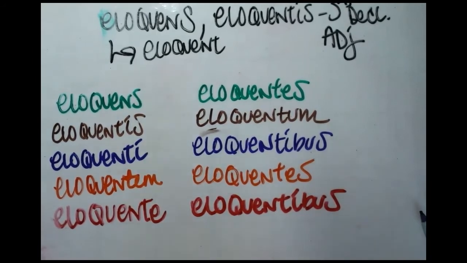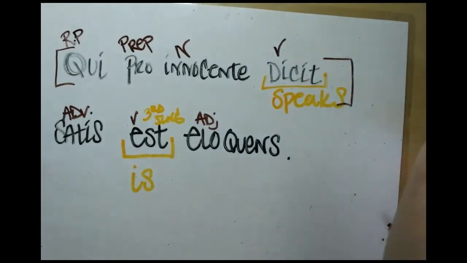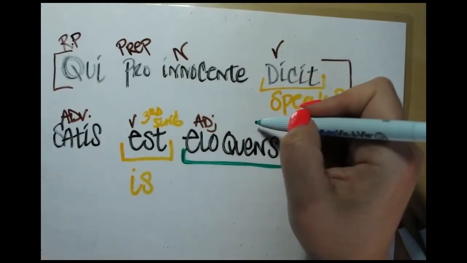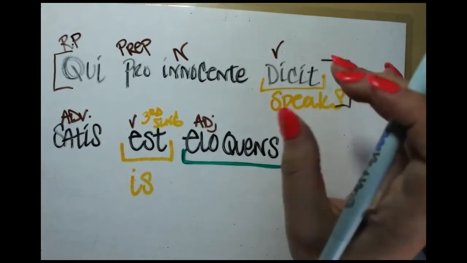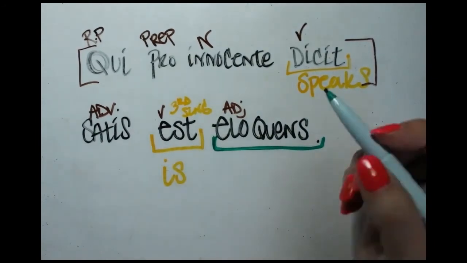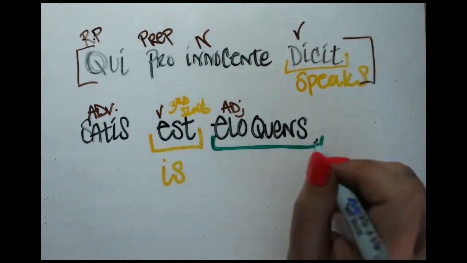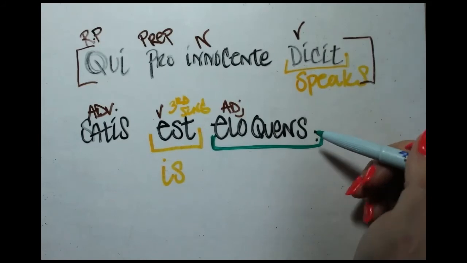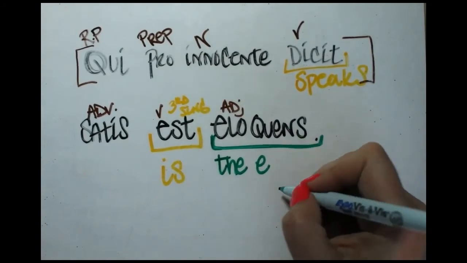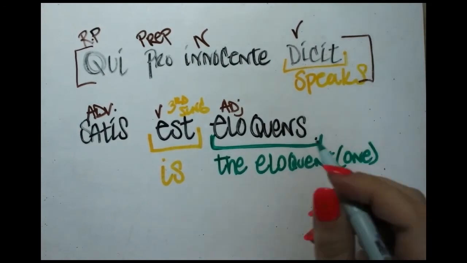All right, so the form that we have, eloquens, is the nominative singular form. Let's put that on there. Nominative singular. Sometimes our noun or our adjective can do something called standing substantively. That means that it is standing in as the noun. So the eloquent, or the eloquence, maybe. The eloquent one, or the eloquence.